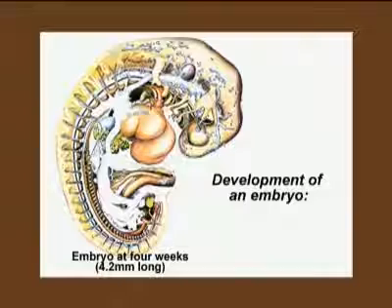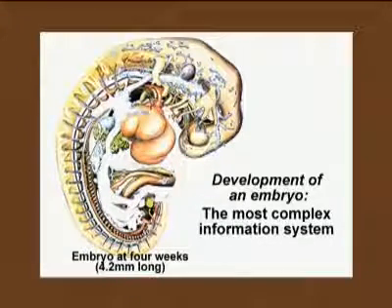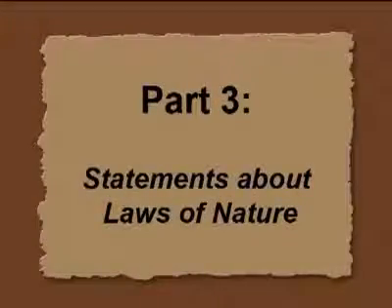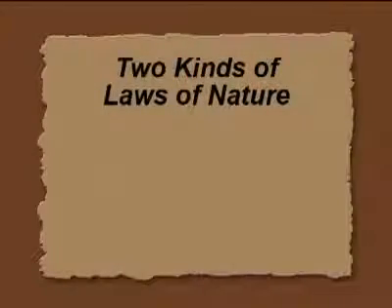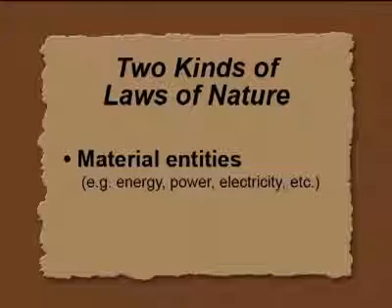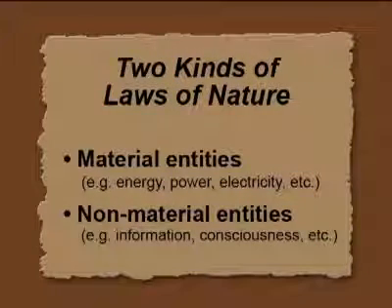On this picture you see the development of an embryo, the most complex information system. Now let me come to a few statements about laws of nature. It is necessary to understand what the law of nature is. We have 2 kinds of laws of nature: for material entities, for example, energy, power and electricity, and non-material entities, for example, information. And that's what we will speak about this afternoon.